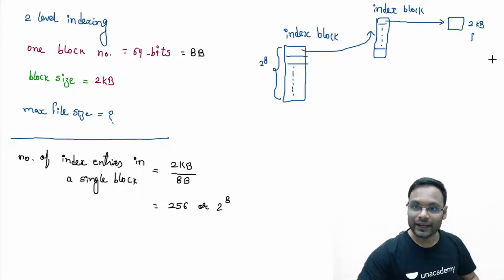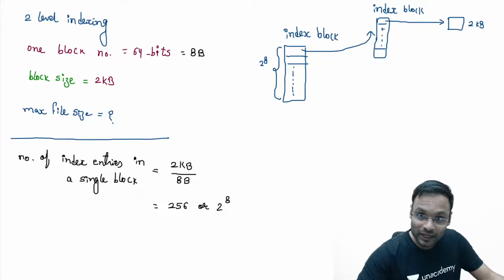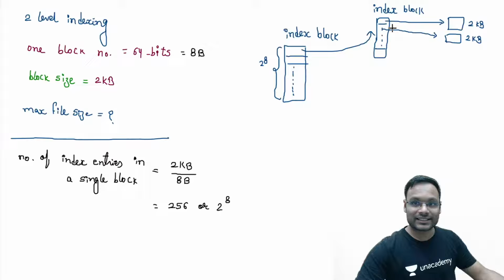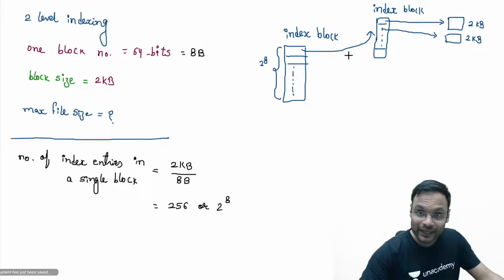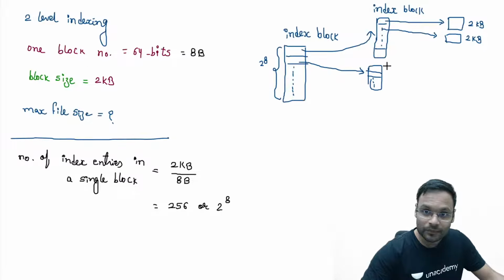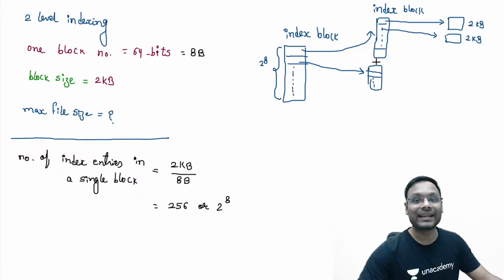2 kilobyte of file. Similarly, here also another entry will be there. That entry will lead me to have another file block which will store 2 kilobyte. Such kind of how many entries? 2 power 8. And similarly, this second entry will lead me to have another index block, and each index block will be having 2 power 8 entries.